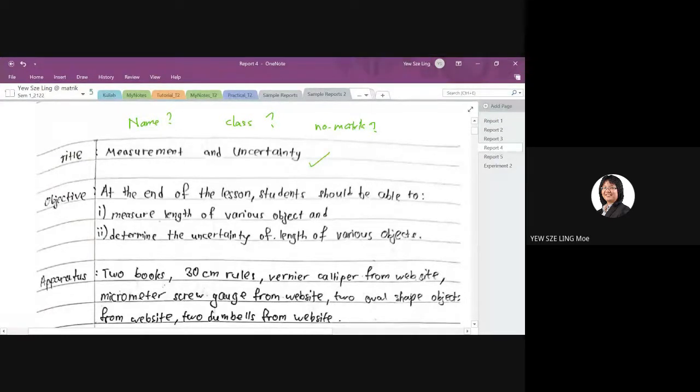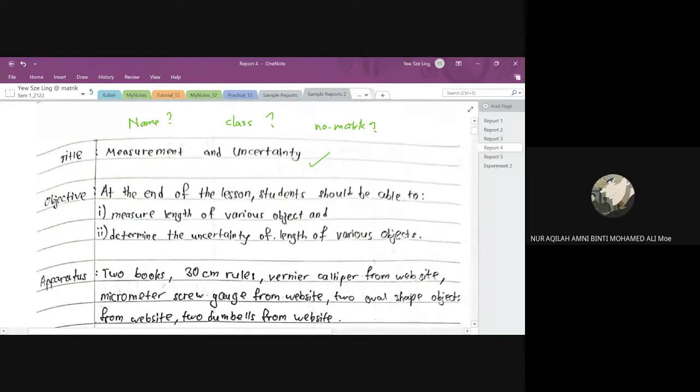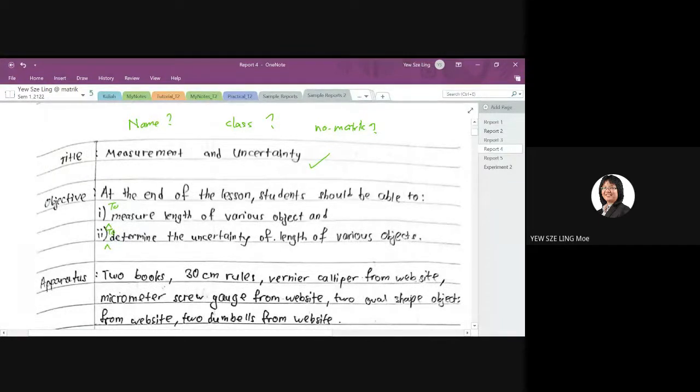Now, can you tell me whether the objective is correct or not? No. Why not? Where is the mistake? Because at the front it must have "to". Both objectives measure, so two measures and two determine. And then you don't need this one. This is your learning outcome.